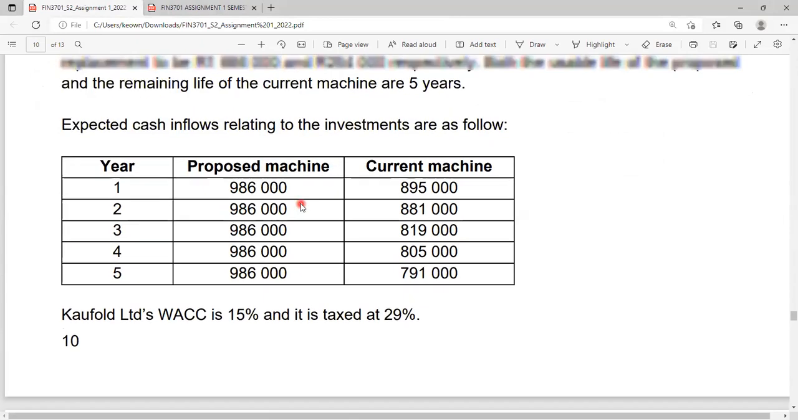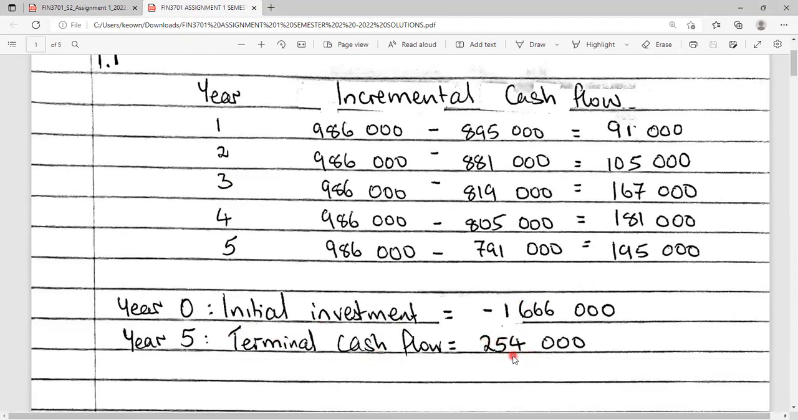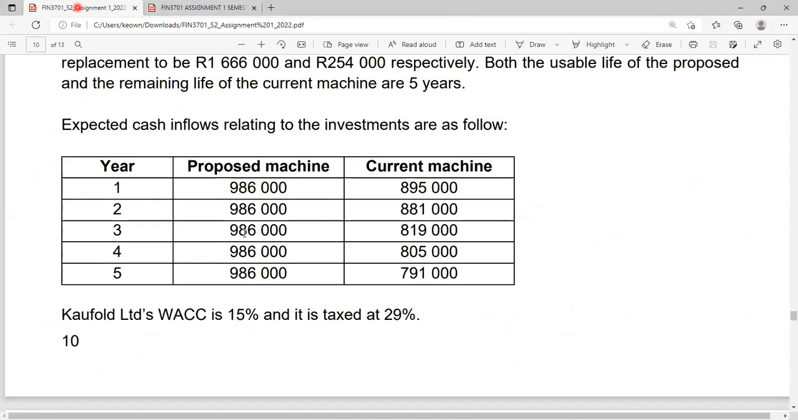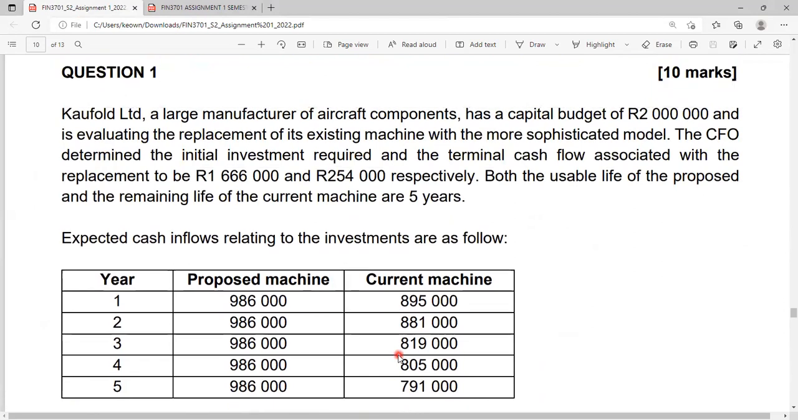So I know some students, and then of course the initial investment was already given, and then the terminal cash flow is 254. So we know that in the final year, we will add 254,000 and 195 when we're calculating NPV. Now, a lot of students were asking, what about the tax rate? What do we do with the tax rate? We have a 29% here.